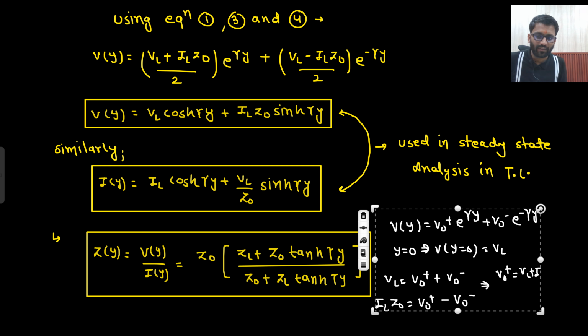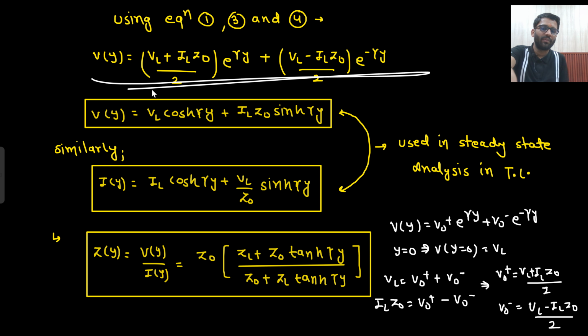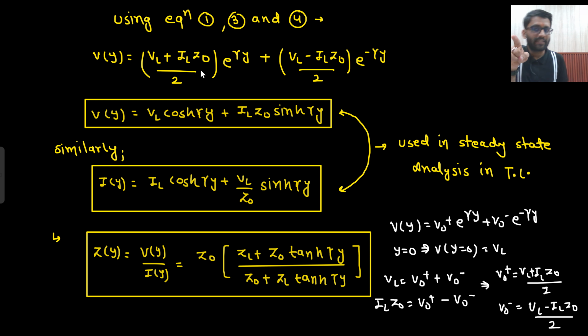So this was the derivation that we have already done: VL plus IL Z naught by 2. And what about V naught minus? V naught minus we would be getting as VL minus IL Z naught by 2. So this derivation has been already done. If I put my V naught plus value here, and V naught minus value there, I would be getting this equation only, no? In lecture 1 we were getting the same equation.